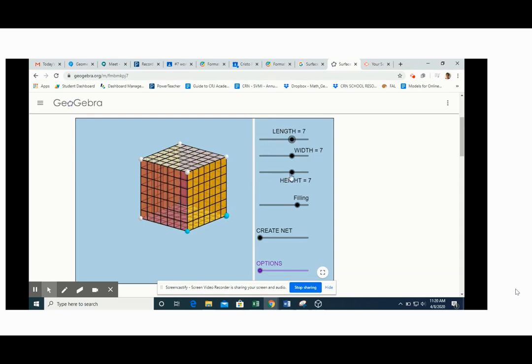If one of these is different, let's say we take this height and we bring it down to 4, we are now into a rectangular prism. And we can change this length and this width and this height to different values, and that creates different figures for our rectangular prism.